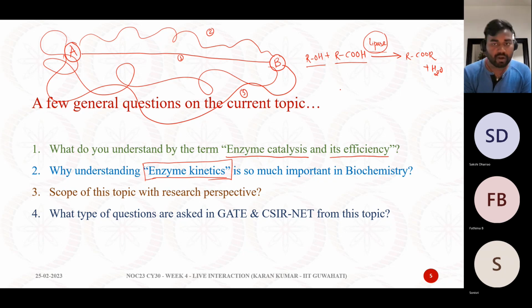So in all kinds of systems, if a catalyst is present, then the reaction will achieve its destination much faster than by the other route. Okay, so this is how catalysis is important.